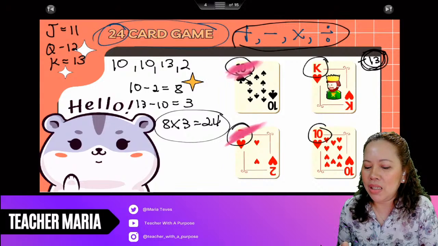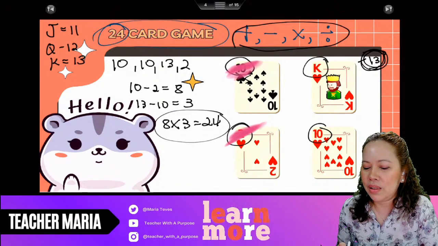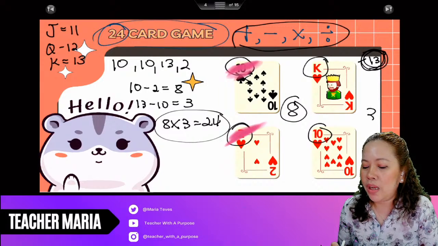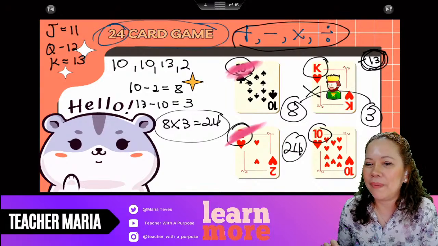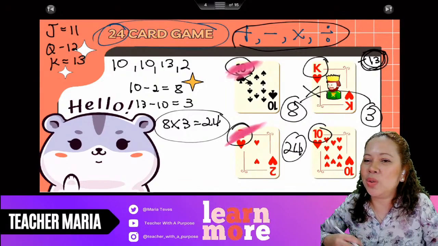So, bale, 10 minus 2 is 8. And then, 13 minus 10 is 3. Tapos, i-multiply mo itong dalawa. You'll get 24. Diba? So, that is what you call 24 card game.